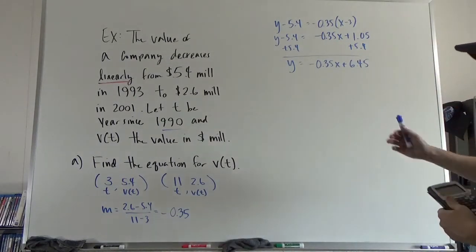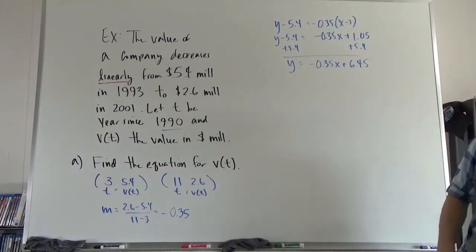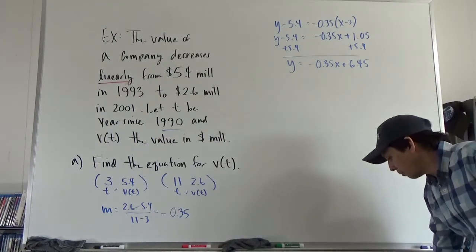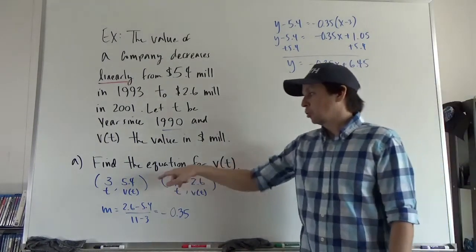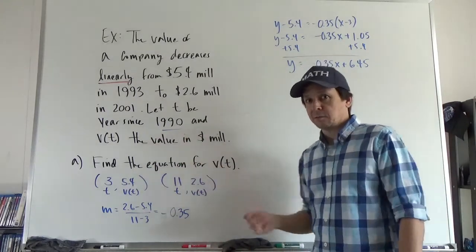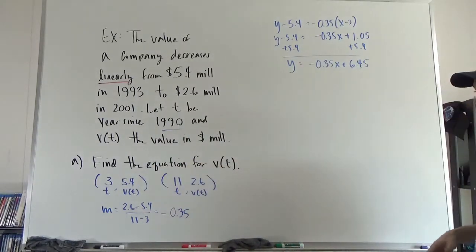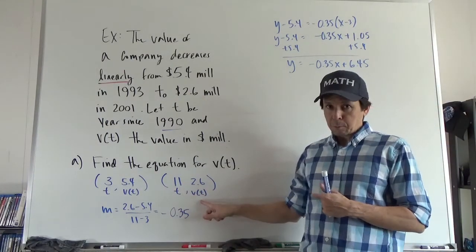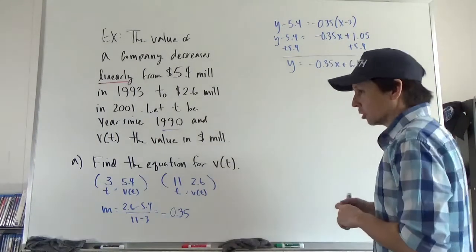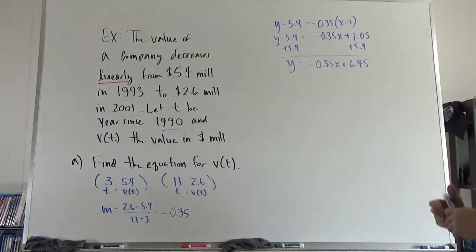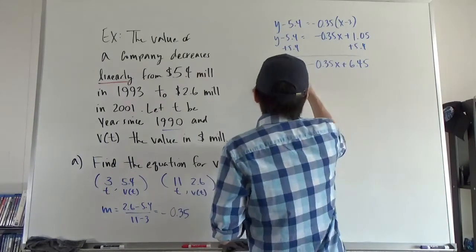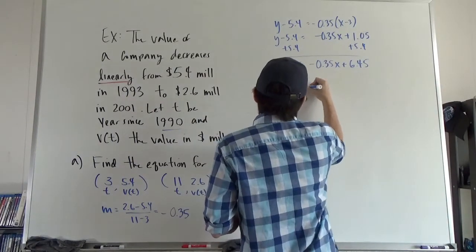Okay, and I get a line: y is equal to negative 0.35x plus 6.45, by finding the equation of a line between those 2 points, making sure I have my t and my v in the correct order, t being the independent variable, or in this case, the input variable, and v of t being the output variable, because we are now talking about functions. Okay, and that's not your final answer, because you need to give me an equation for v of t.